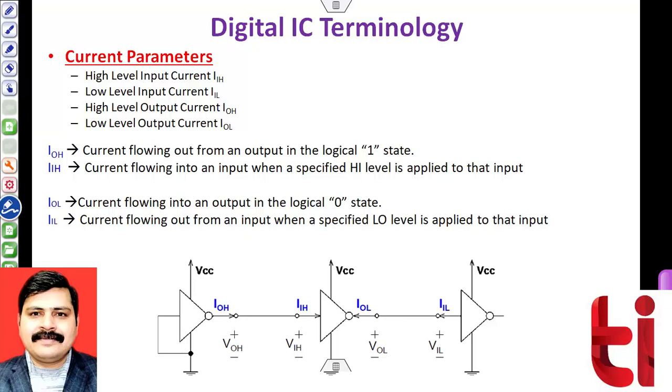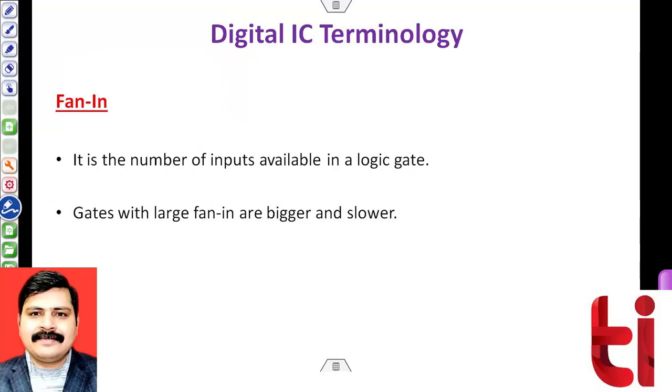So you can check now the definitions. IOH, my high level output current, is the current flowing out from an output when the logic 1 state is there. IIH is the current flowing into an input when a specified high level is applied to the input. Similarly, IOL is the current flowing into an output when the logic 0 state is there. And last, IIL is the current flowing out from an input when a specified low level is applied to that input. So these are the parameters related to the current.